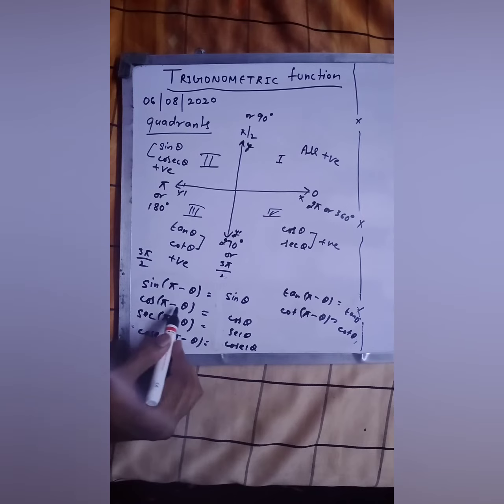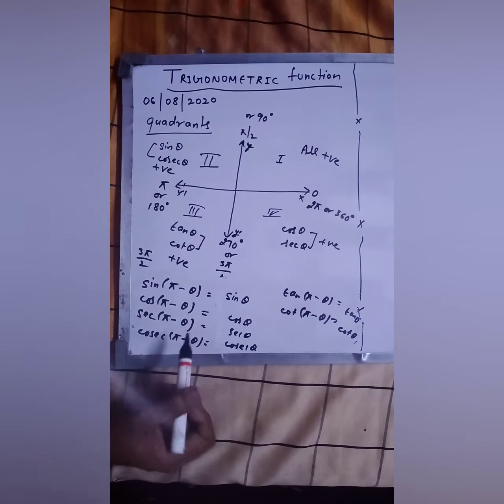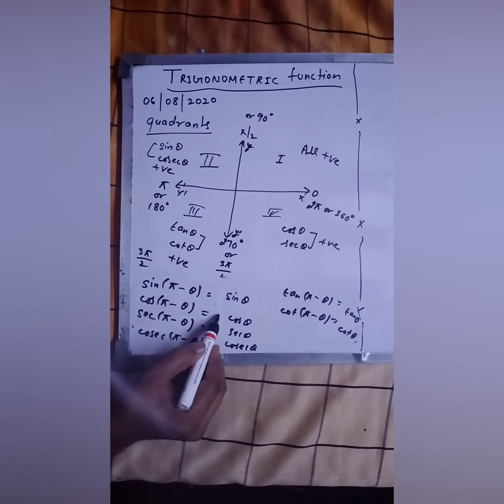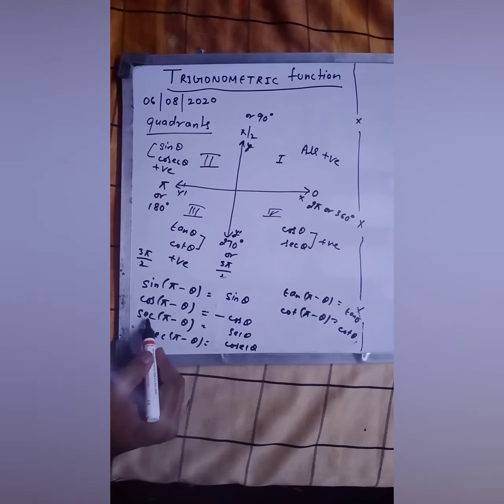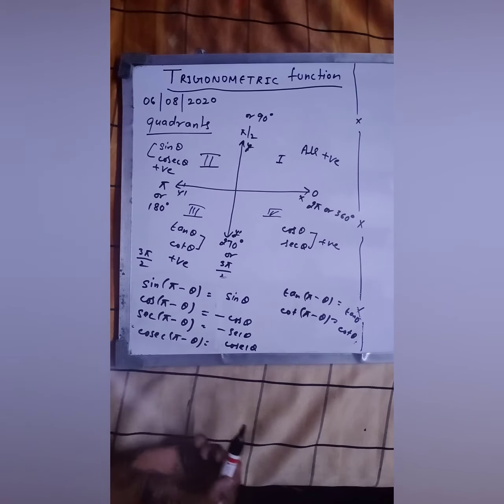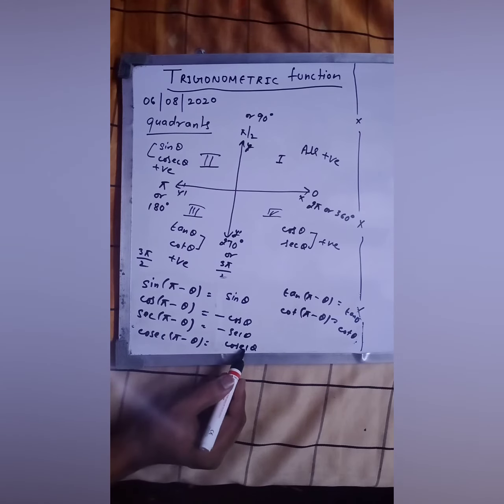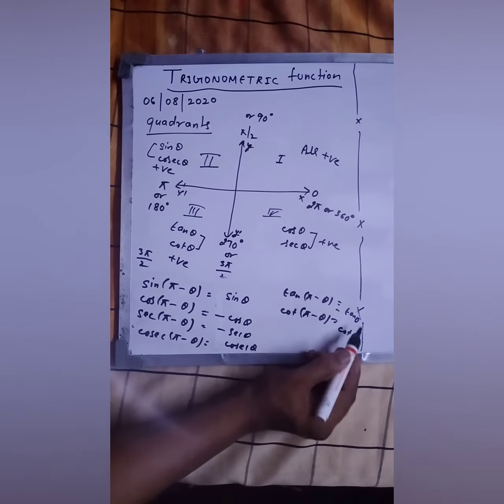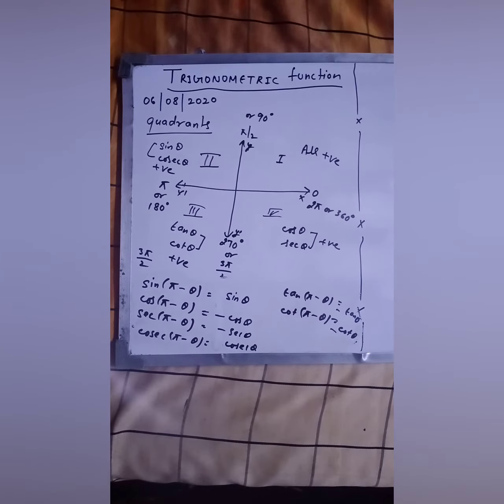Similarly here, cos of 180 minus theta again lies in the second quadrant, but in the second quadrant cos is negative, so your answer would be negative. Similarly in the second quadrant sec is negative, so negative. Cosec is positive, so you have to write positive. Your tan is negative, and your cot will be negative in this quadrant.